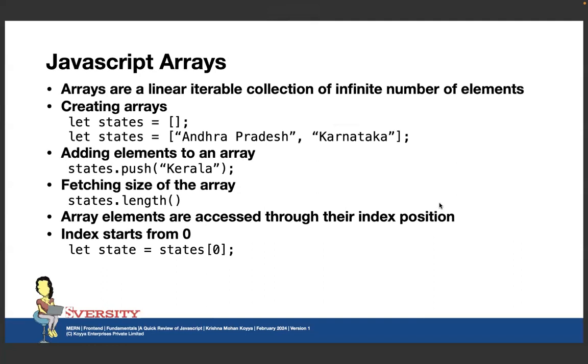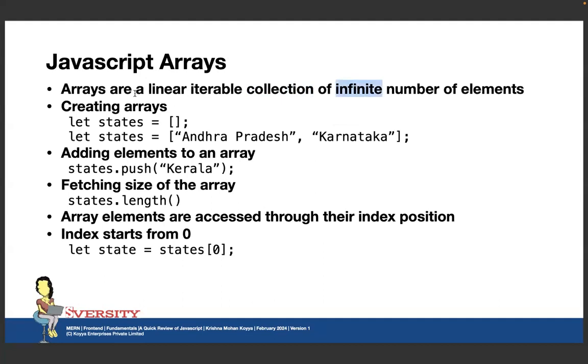Now let us look at the data structures. 2 important data structures of JavaScript we'll be looking at now. One is arrays. The other one is what we call objects. Let's start with arrays first, because they are very much familiar to all of us, no matter which programming language background we have. So arrays are a linear, iterable collection of infinite number of elements.